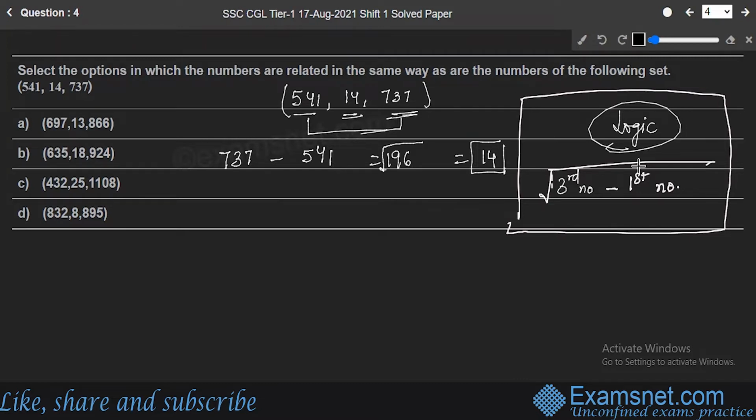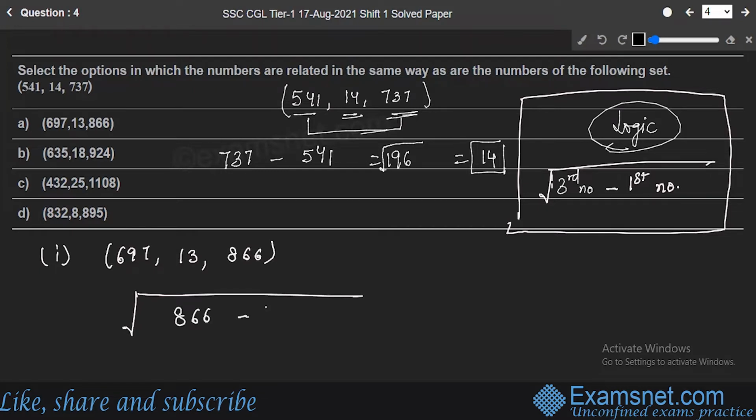Let's move with the very first one: 697, 13, 866. So let's go with the root of 866 minus 697, which is equal to the root of 169, which is equal to 13. So very good. Most probably we got our answer, but we'll still check the other options to make sure we are not making any mistake.